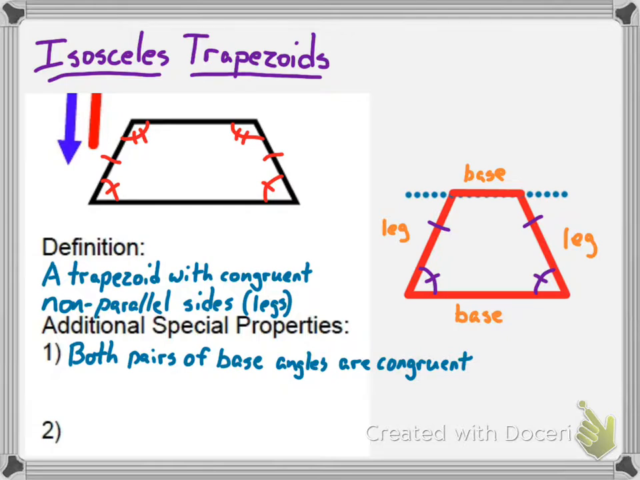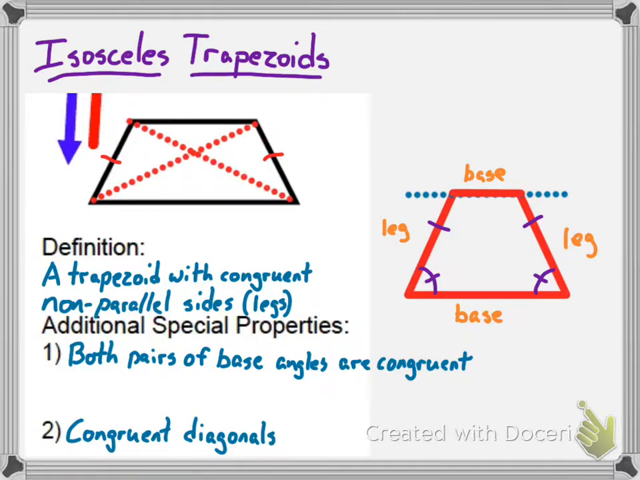And the last special property is congruent diagonals. So what does that look like? That just means that these diagonals are the same size and shape. They're the same length. So those are the properties that you see with trapezoid problems.